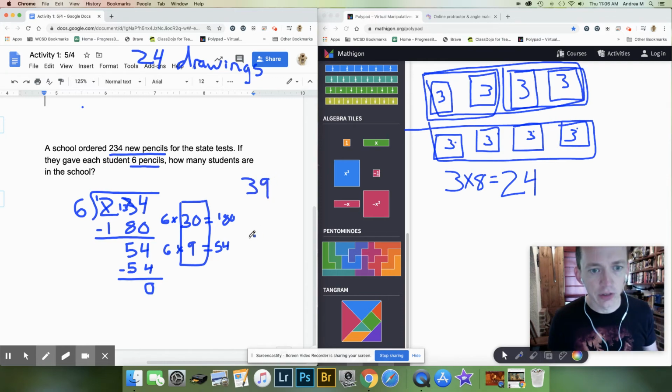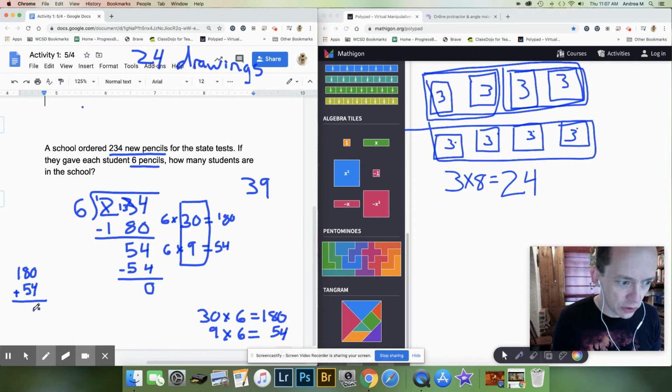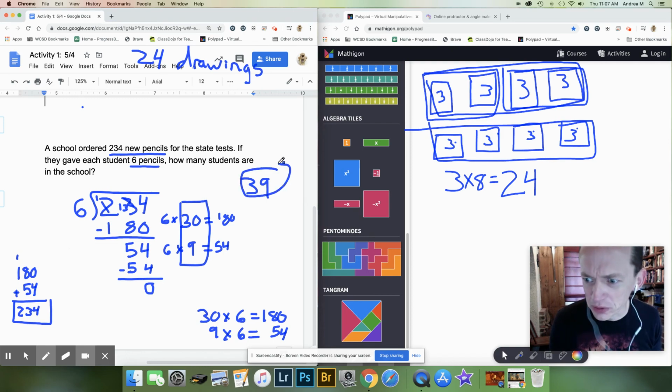All right. And then we can work out our multiplication. If we do 30 times 6, that's 180. And if we did 9 times 6, we're just checking our work right now, that's 54. So if I bring the 180 over here, and add my 54 to that, if everything works out just right, we should get 234. So we have our 4, 5 and 8, 13. Carry that over, 234 pencils. That's it. There's only 39 kids in that school. That is like the world's smallest school, but it's possible.